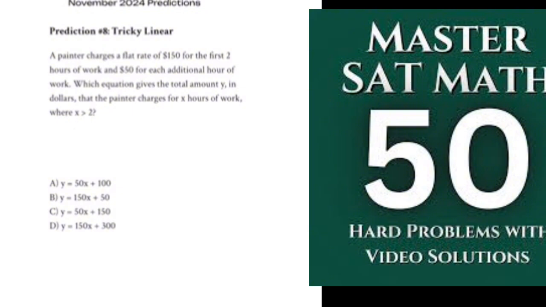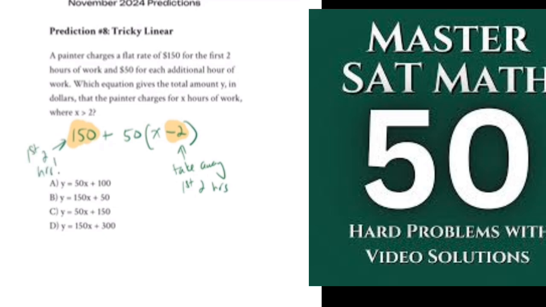They said a painter charges a flat rate of $150 for the first 2 hours. So the flat rate is going to be a constant, I'll put that up front. And $50 for each additional hour of work. Well, I have the total number of hours x. I have to take away 2 because this accounts for the first 2 hours. Take away the first 2 hours because, guys, the first 2 hours were up here, so you don't want to double count those.